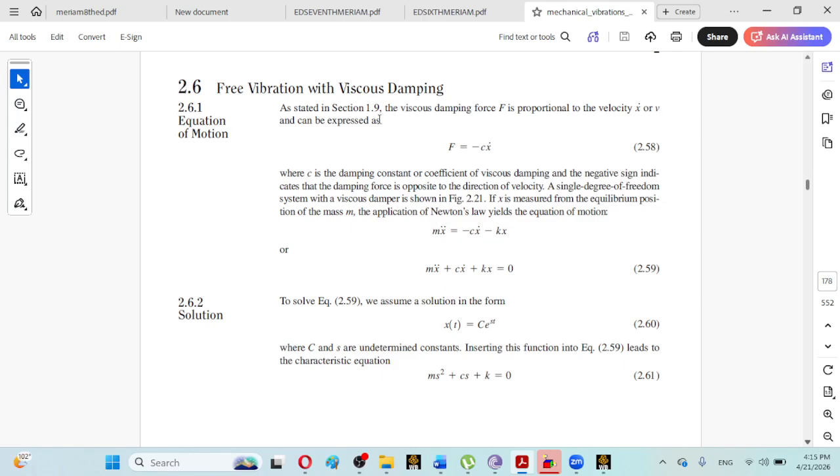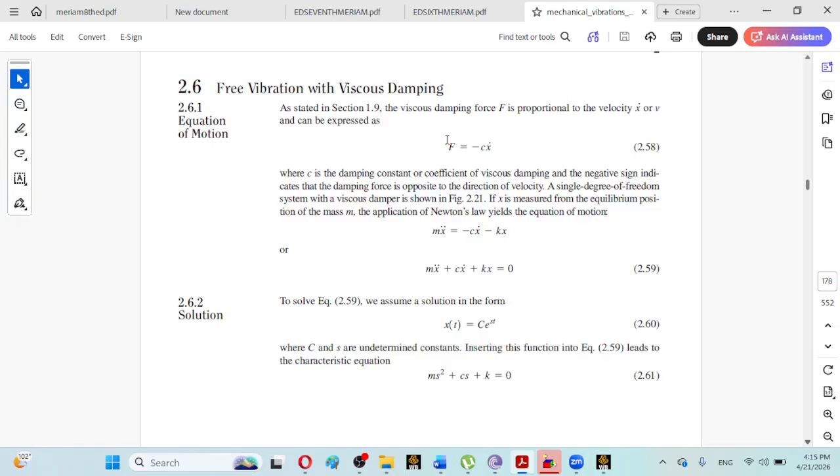As we are familiar, damping is actually a way of controlling the oscillations or vibrations. Their intensity is controlled by the damping. There are types of damping, as we have already studied. Viscous damping is where a viscous fluid is actually used. So, free vibrations with viscous damping.